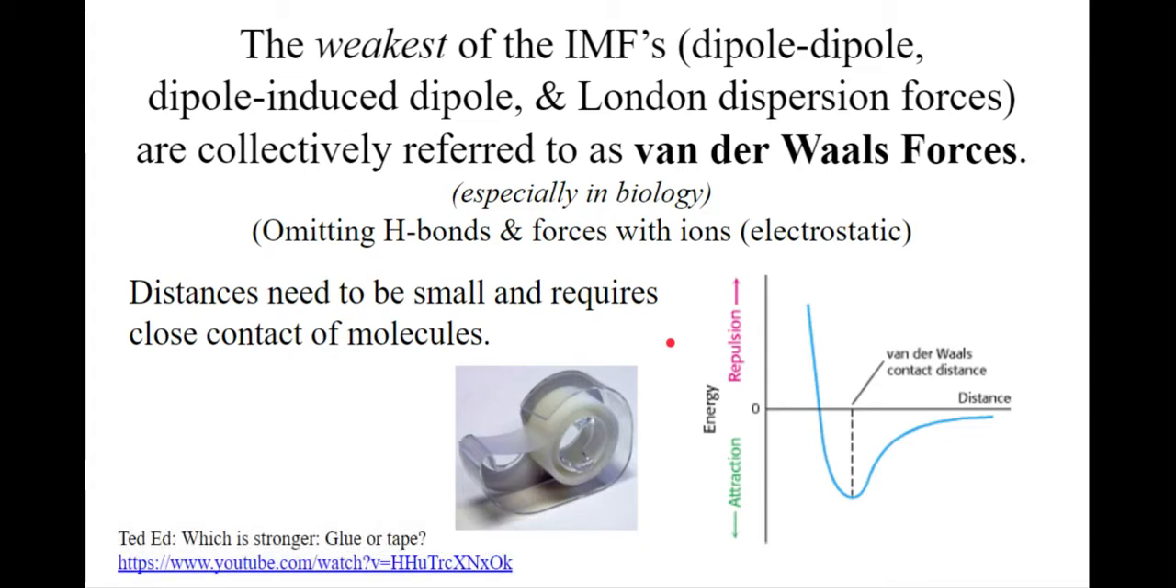When you press it onto a material, it forms billions and billions of close contact points that form all these different types of weak intermolecular forces. But again, when you start grouping them together in masses, it can add up.